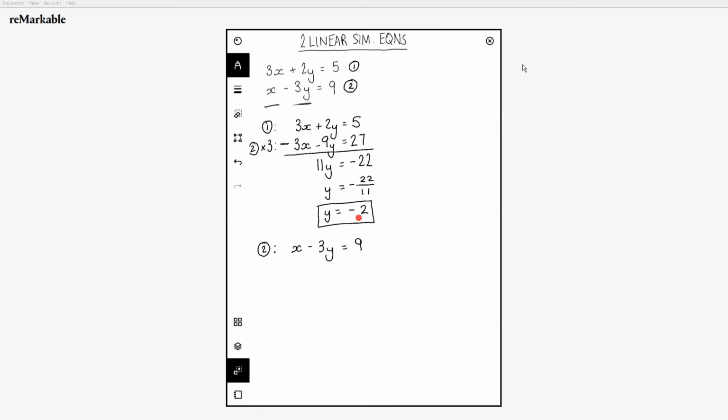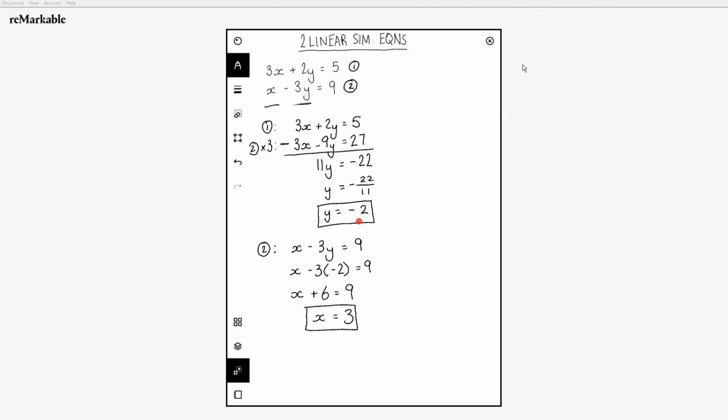We know y is equal to minus 2, so x minus 3 times minus 2 equals 9. Minus 3 times minus 2 gives plus 6. And as we know, if we're adding here, then we've got to subtract on the other side, because we always do the opposite when bringing it over. And 9 minus 6 gives us 3. So now we've got our two answers: x equals 3 and y equals minus 2.